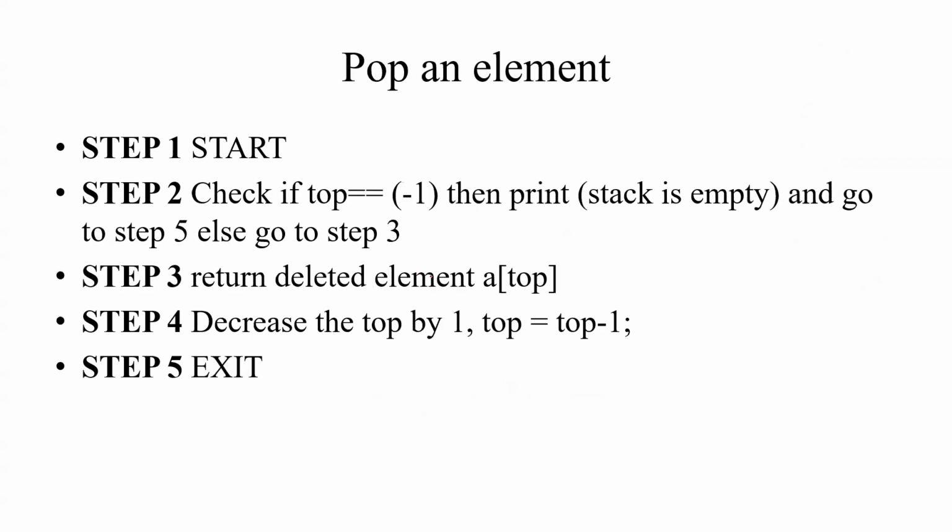Next is the algorithm for pop. Step number 1 is start. Step number 2, we will check first if the top is equal to minus 1, then I will say stack is empty and we cannot delete the element. I may write here stack underflow also. And we'll go to step number 5. Else, we'll go to step number 3. Then I will print the element which we want to delete. I will print the deleted element. And step number 4 is decreasing the value of top, top minus minus. So step number 5 is exit.